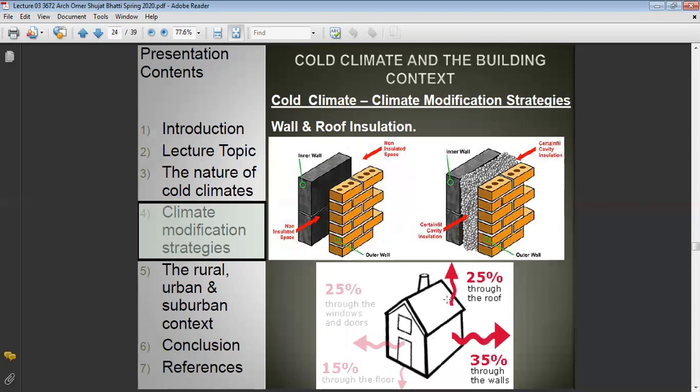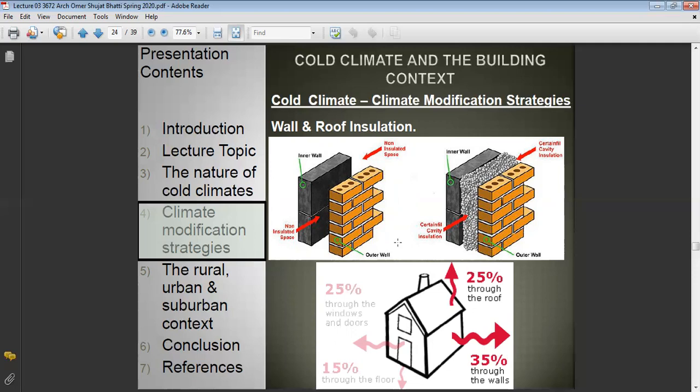Wall and roof insulation is one of the key factors. Cavity walls, Thermocol, Styrofoam, clay, even just creating a simple cavity, a non-insulated space, can increase this gap. The purpose of this insulation is to reduce the transfer of heat energy from inside to the outside, because interior spaces have to be kept heated.